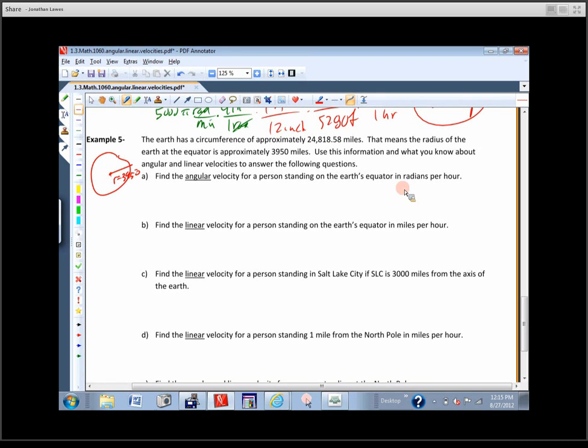They're on the Earth, just like we're in Salt Lake City on the Earth. What is our angular velocity? 15 degrees per hour, or pi 12ths radians per hour. There's the answer for that one. Already got that one. Find the linear velocity for a person standing on the Earth's equator in miles per hour.